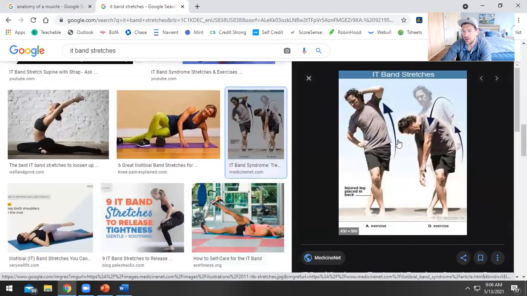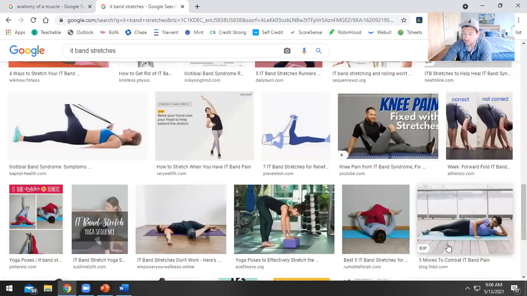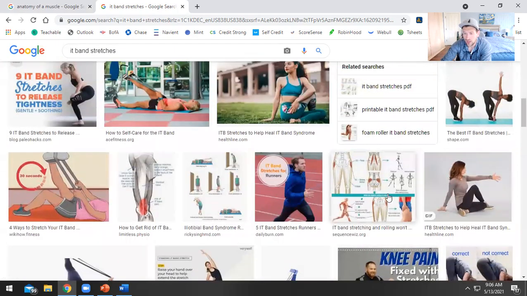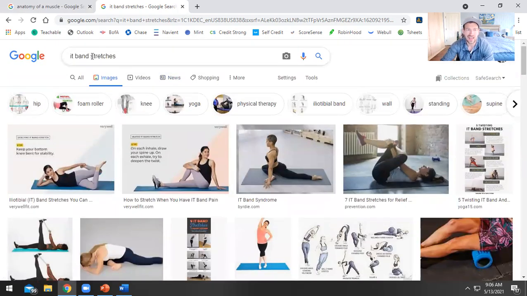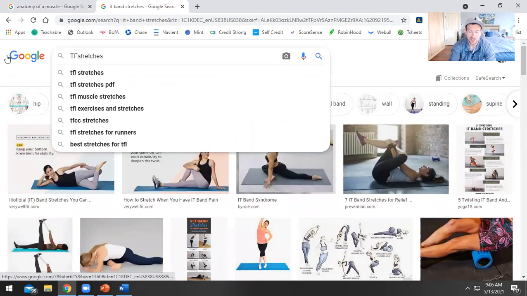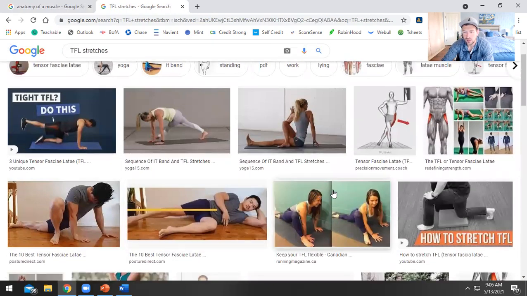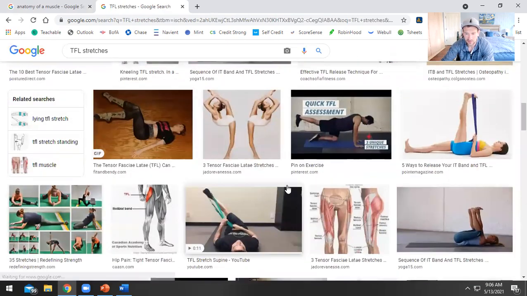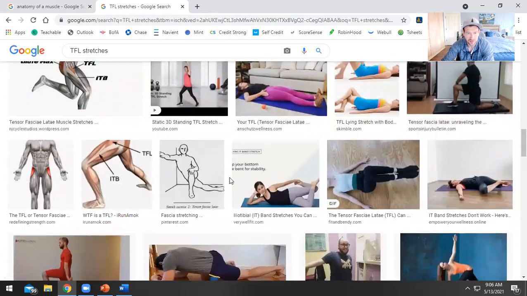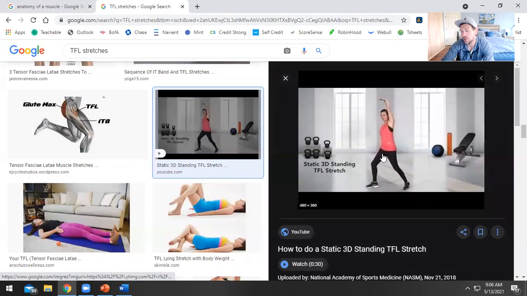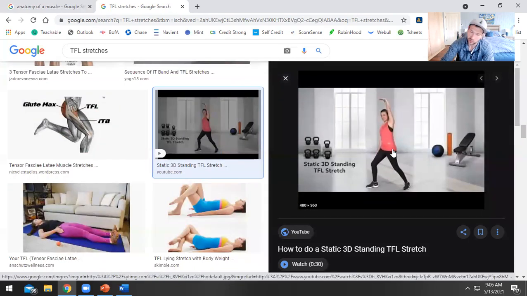There is also this one. I don't like this one quite as much because it kind of tightens up the low back, but it can work. And then there is the classic TFL stretch as well. That one where you're in a standing position, with one leg back, and you kind of lean over to the side.